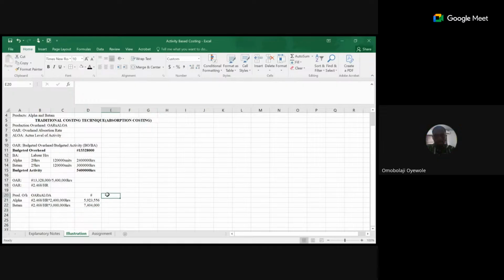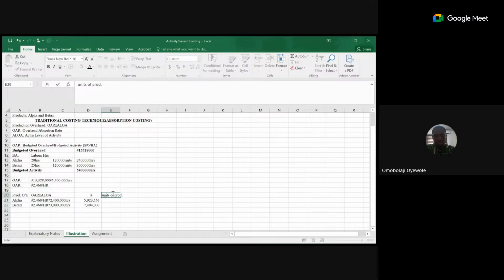Now, remember, this is total production overhead. Don't forget, this is total production overhead. Now, the question can be that we should calculate it per unit. So if I want to calculate it per unit, how will I calculate it? I'll just come here. Units of production.